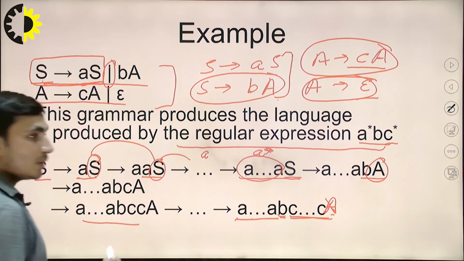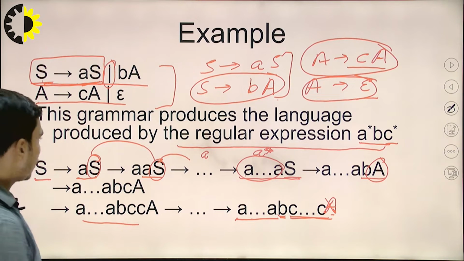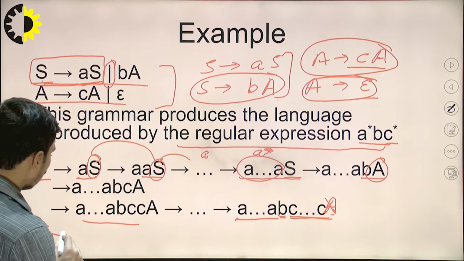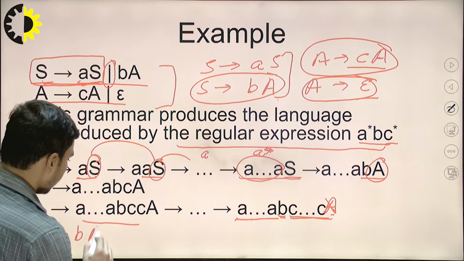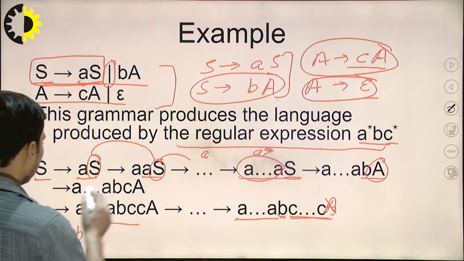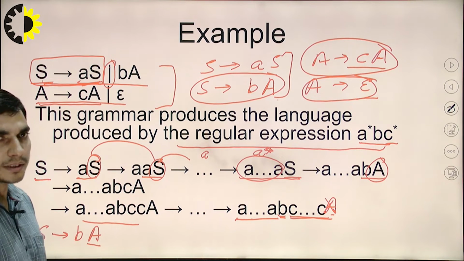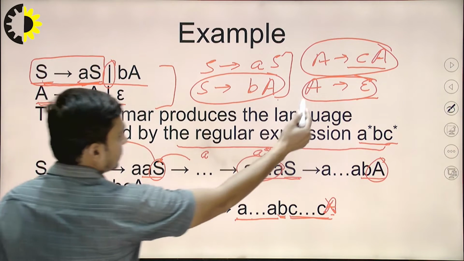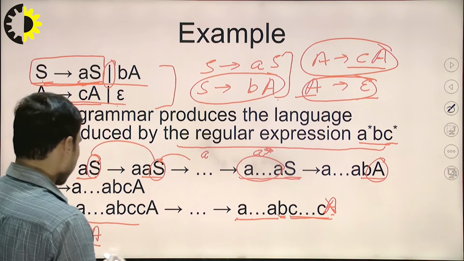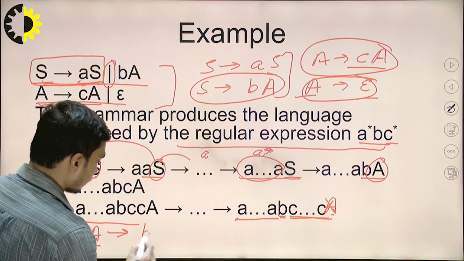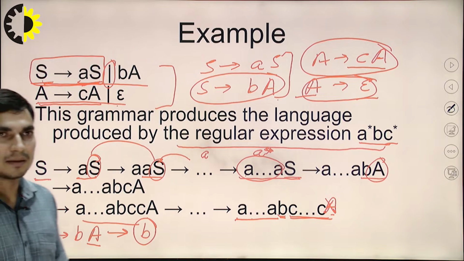Now, suppose we want the minimum string that can be generated by this particular grammar. Suppose I am not applying the rule AS, I am directly applying BA, and for this A I am not applying the CA rule. I am just applying directly the fourth rule, where we are replacing A with epsilon. So, it will be small b. That will be the smallest string which can be generated by this grammar.